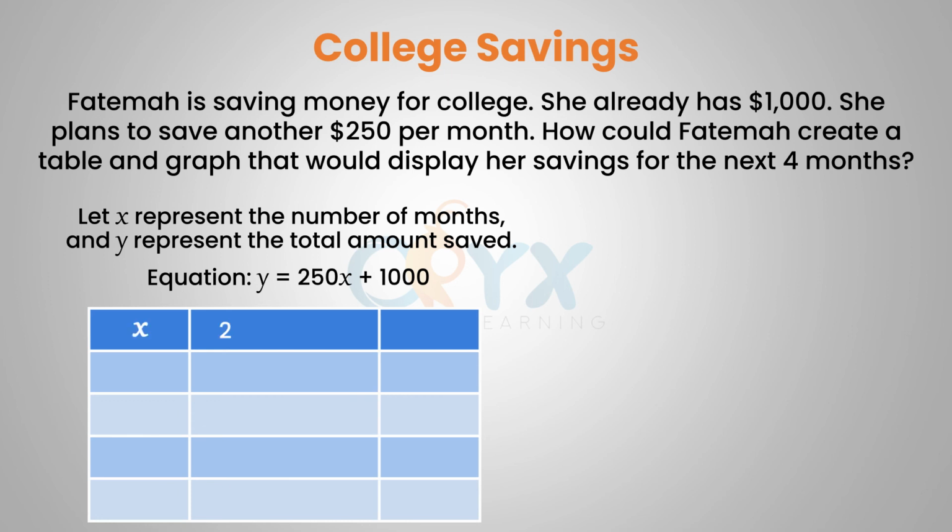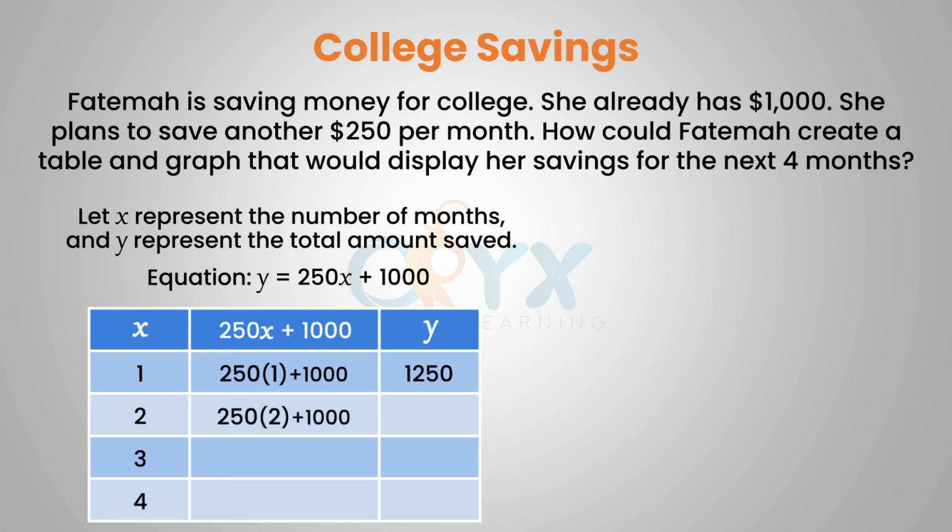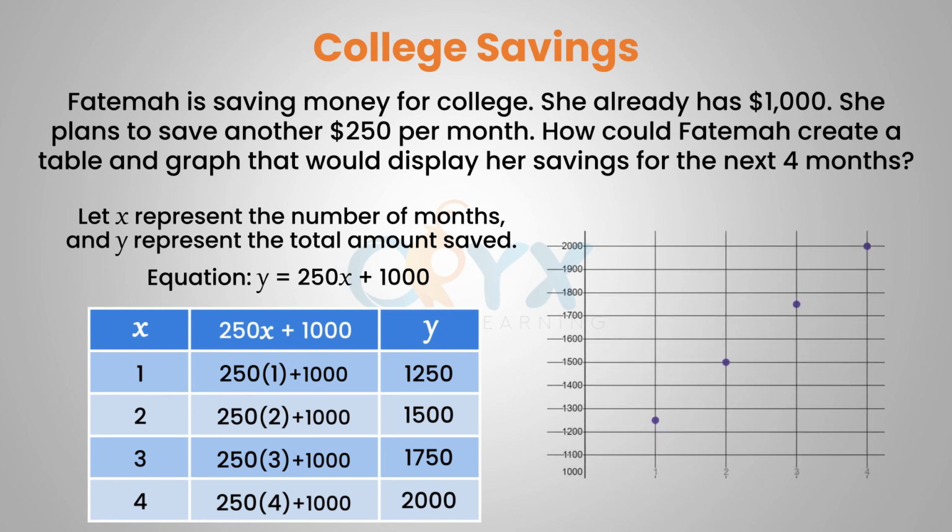Substituting in x for the next 4 months of 1, 2, 3, and 4, I get the following: 250 times 1 plus 1,000, which would be 1,250. Substituting in a 2, I would get 250 times 2 plus 1,000, or 1,500. Substituting in a 3, I would get 250 times 3 plus 1,000, which is 1,750. And substituting in a 4, I would get 250 times 4 plus 1,000, which is 2,000. So that would be the function represented in table form. Now to graph it, I can plot my ordered pairs to get the following graph.